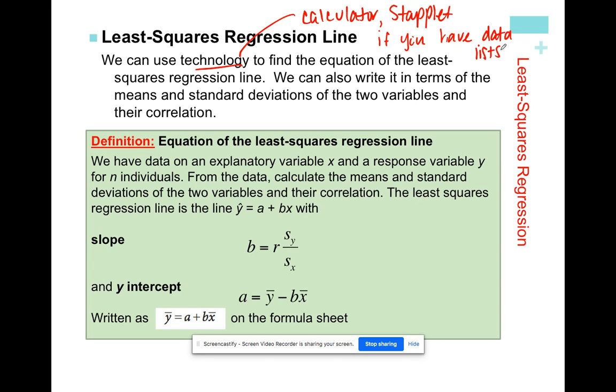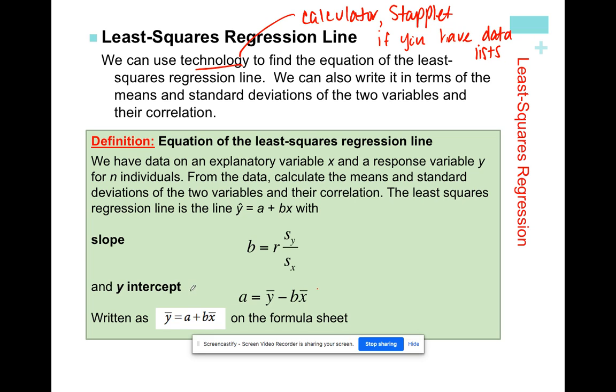But sometimes the problem's not going to give you all of the x data and all of the y data. Instead, you might be presented with the number summaries. So you might have means and standard deviations for both x and y. In that case, you can come up with your equation for the least squares regression line using these two formulas here. So your slope is equal to the correlation times standard deviation of y over standard deviation of x. Your y-intercept is equal to the mean of the y's minus the slope times the mean of the x's. Both of these formulas are in your formula sheet, so you do not need to memorize them. Just know that they're there.